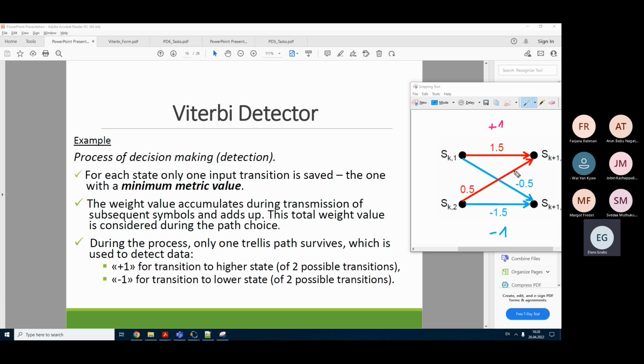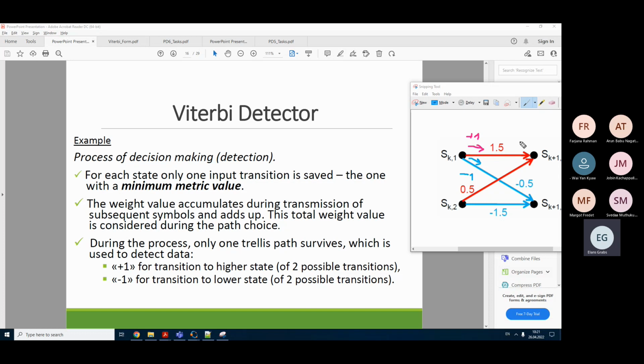So you can clearly see that this state goes higher, or at least stays at the same level, in this particular case. If we compare, for example, the outgoing transitions, the one that is lower is -1, and the one that is higher is +1. So they are relative to one another: one is located higher, one is lower.